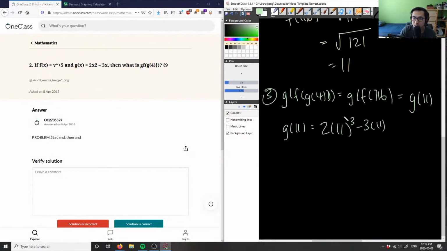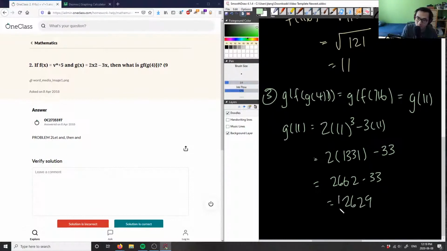2x cubed minus 3x. That's good. And now what we can do is solve for 2 times 11 cubed here. So 11 cubed is going to give me 1331. Minus 3 times 11 is going to give me 33. 2 times 1331 is going to be 2662 minus 33. And this is going to be my final answer. It's going to be 2629.